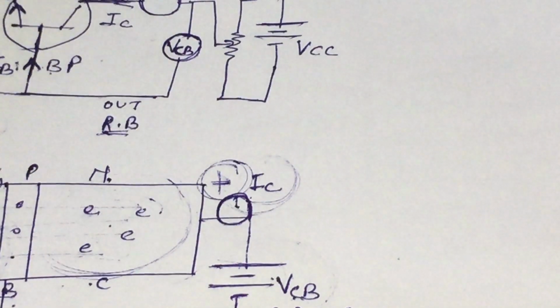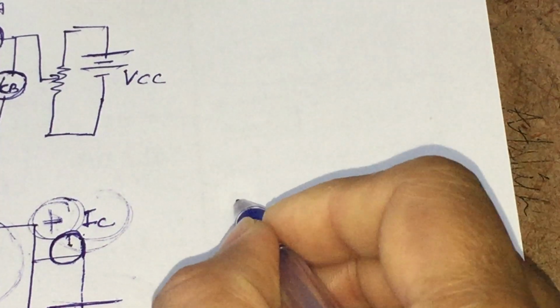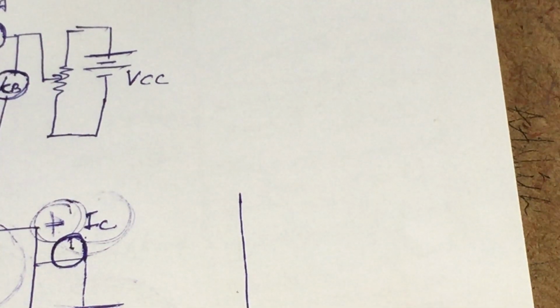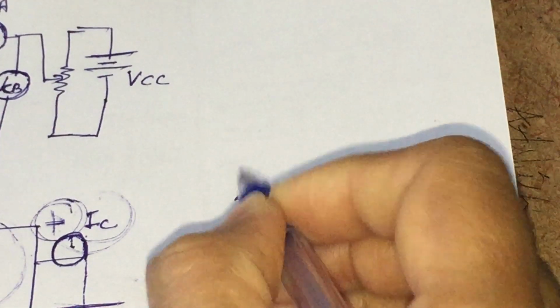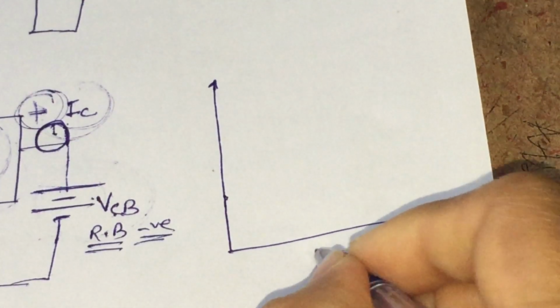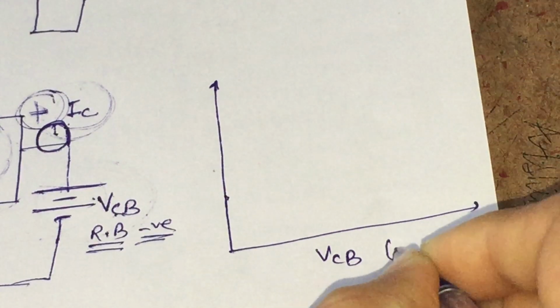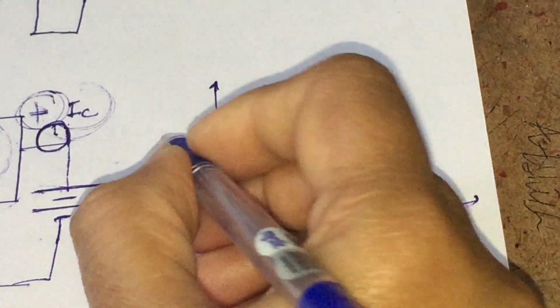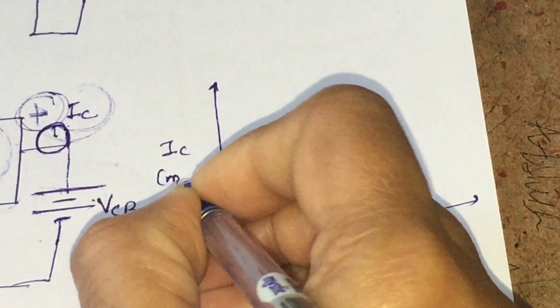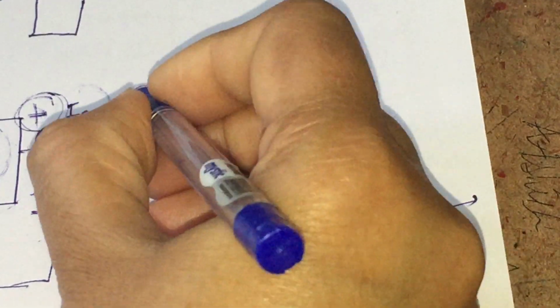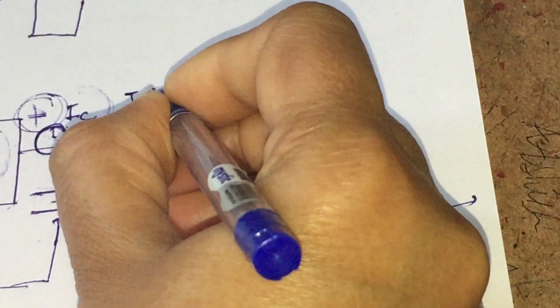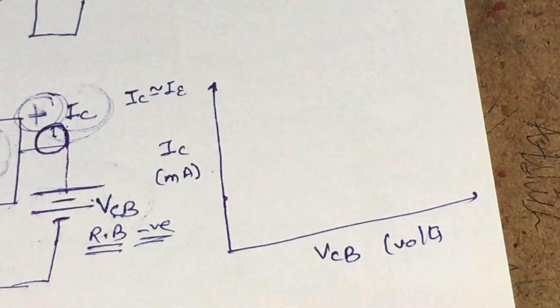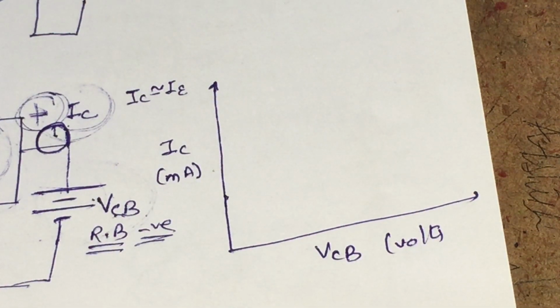Now we will deal with the output characteristic of the common base configuration. It is a graph between the output voltage in volts and the collector current. It is again in milliamperes, because we well know that IC is approximately equal to IE, that is, the emitter current is approximately equal to the collector current.